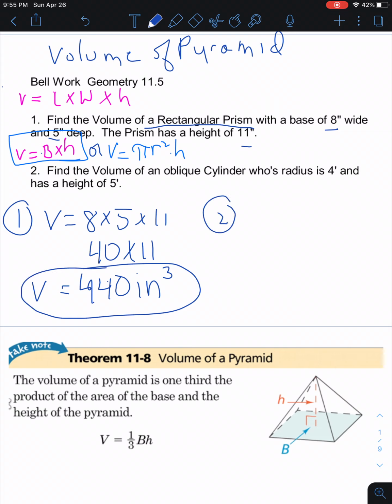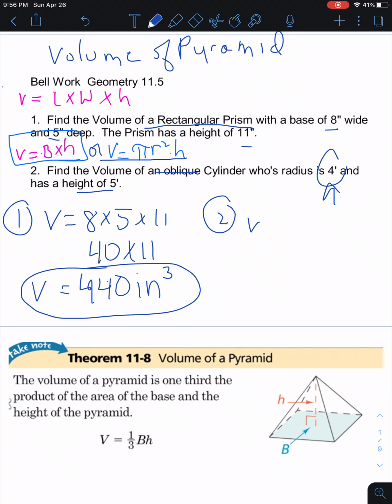For number 2, find the volume of an oblique cylinder. Now remember, oblique means it's leaning, like the Leaning Tower of Pisa. Only this cylinder has a height of 5, so it really doesn't matter if it's leaning or not. The height is 5, and its radius is 4. Now on the formula up here, notice the base times height. Base is pi r squared because it's circular. It has a radius, so pi r squared.